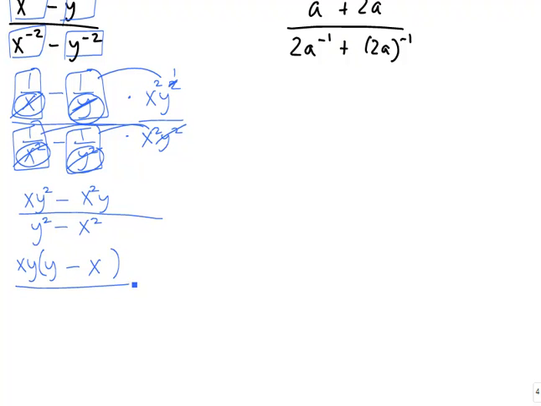In the denominator, we have y squared minus x squared. That's a difference of squares. Since the y comes first, we need to write it first in our factors. X's come second. 1 is plus, 1 is minus. So the y minus x factors cancel each other out, and we're left with xy over y plus x. And there's our simplified answer.